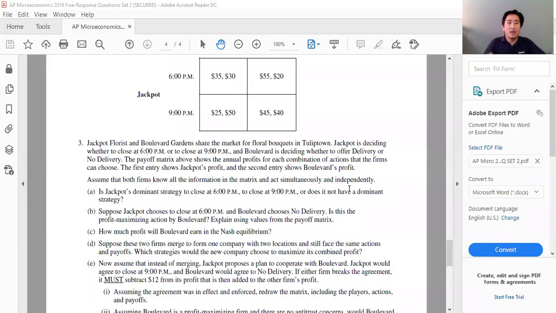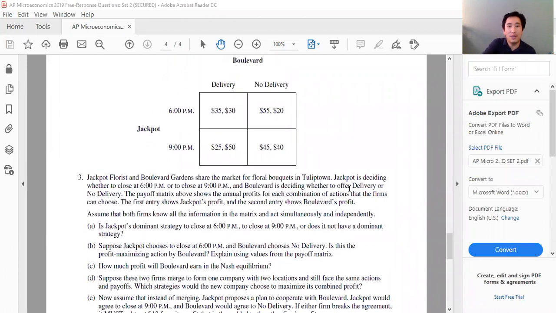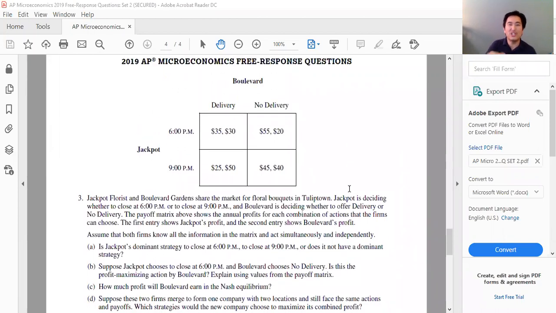All right, so let's take a look at this here and see how we can attack this problem. So this was question number 3. Game theory rarely shows up as question number 1; usually it'll be question number 3 here. So you have Jackpot Florist and Boulevard Gardens. They share the market for floral bouquets in Tulip Town.